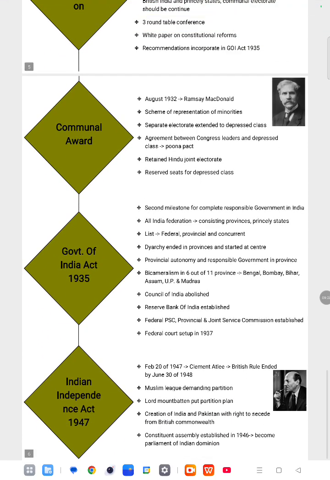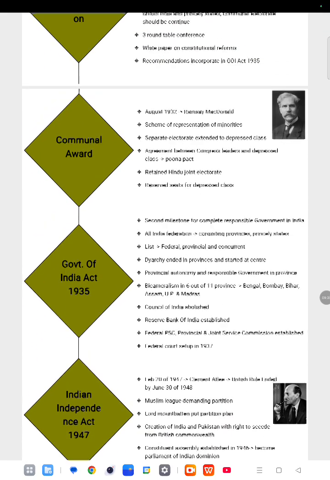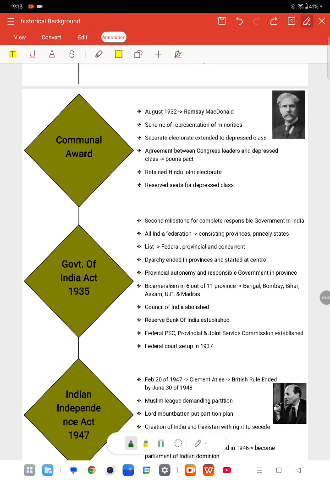Now we have the Communal Award, on August 30, 1932. Ramsay MacDonald comes into the picture. Now the scheme of representation of minorities: separate electorates were extended to depressed classes. Then the agreement between Congress leaders and depressed classes, the Poona Pact, was created at this time. They retained the joint Hindu electorate, with reserved seats for depressed classes.